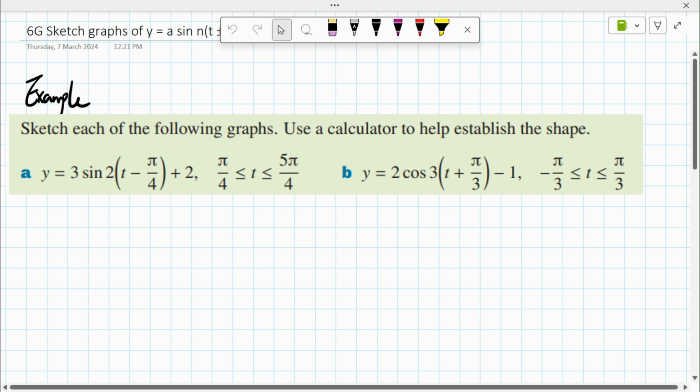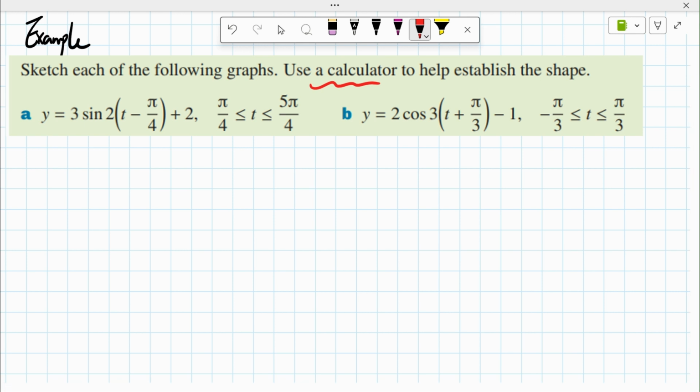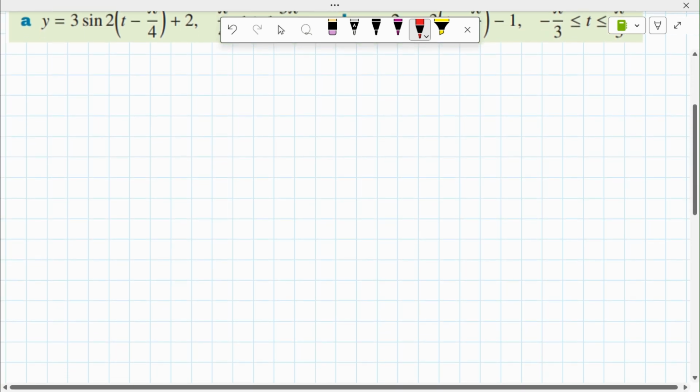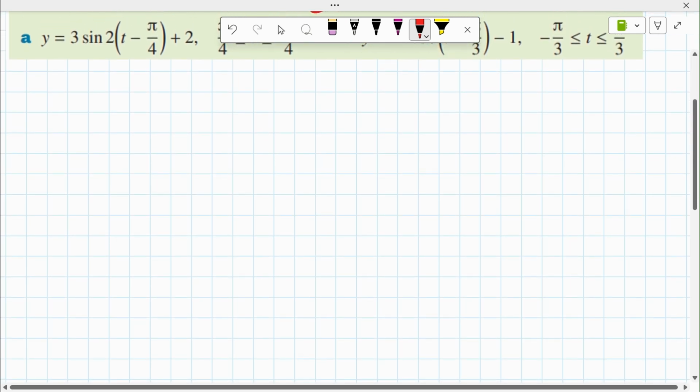From the beginning of the last question, we are actually going to use the calculator to help establish the shape, and we are going to try using the CAS calculator as well. I'm going to show this one during the class, and hopefully you are able to understand what the transformation looks like.